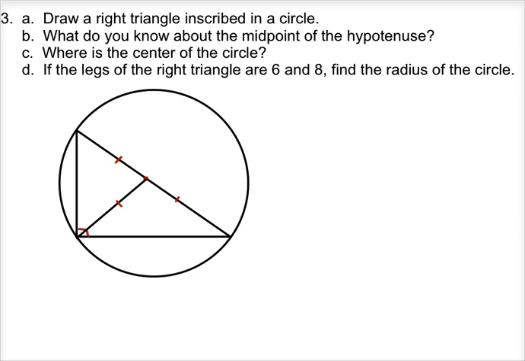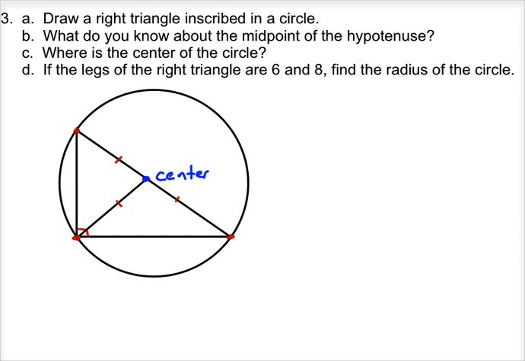Part C, where's the center of the circle? Well, if that midpoint is the same distance to all of these vertices, and all these vertices happen to lie on the circle, it must mean that this midpoint right here of the hypotenuse is the center of the circle.